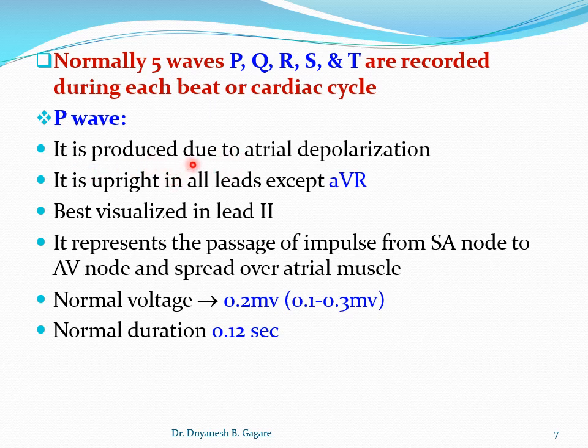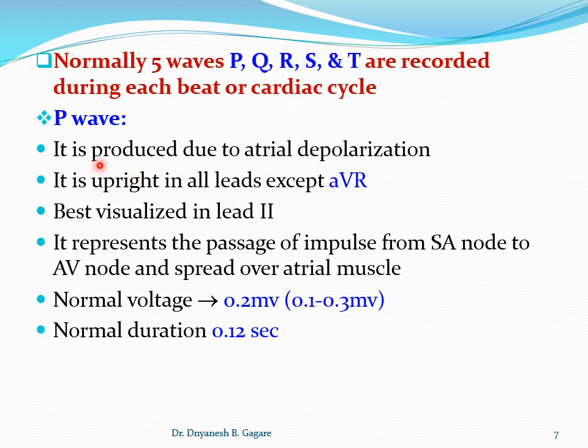The cause of P wave is atrial depolarization. But students, remember one thing: the wave of atrial repolarization is not seen on ECG paper. That is, the T wave of the atria is not seen on ECG paper because it is overlapped by the QRS complex. There should be a T wave of atria after the P wave, but it is not seen because it is overlapped by the QRS complex.